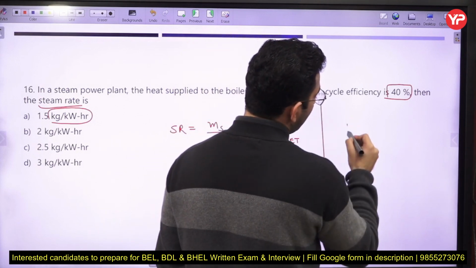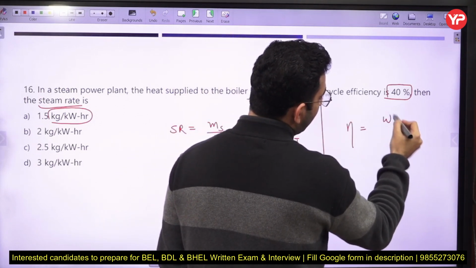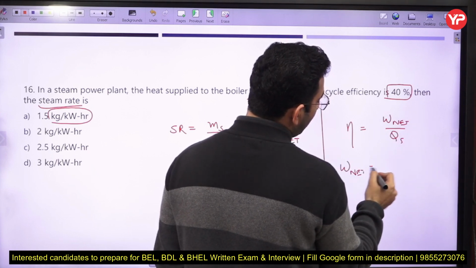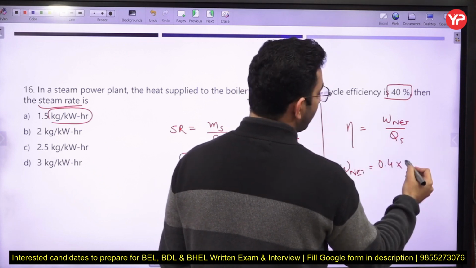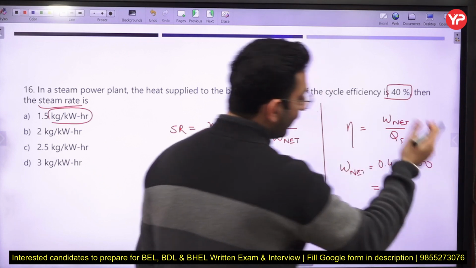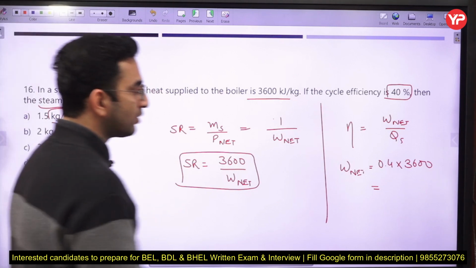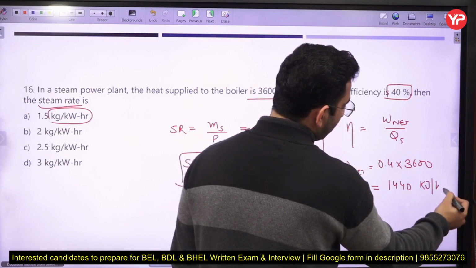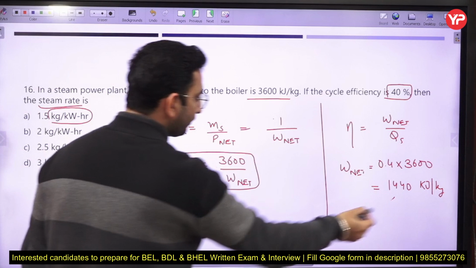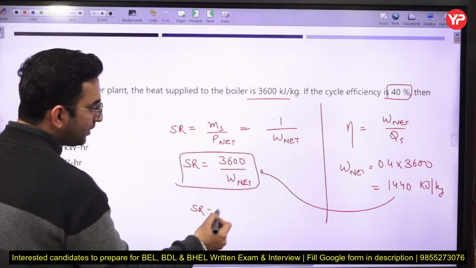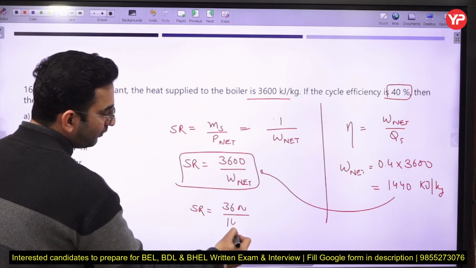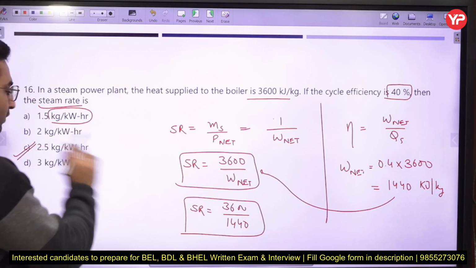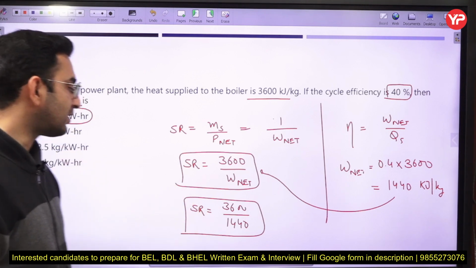From the cycle efficiency. So cycle efficiency is nothing but it is equal to network divided by heat supplied. So we can say the net work is going to be equal to 0.4 multiplied by heat supplied, which is equal to 3600. Okay, so if you simplify it further, you can find your answer here. So here you can see the net work is coming out to be 1440 kilojoule per kg here. Okay, so just put this value in this formula and you will find out the value of the steam rate here. Okay, so if you solve this, you will get your answer here. So here the answer 2.5, around 2.5 is going to be the correct answer in this case here.